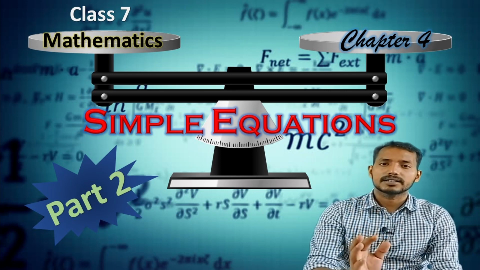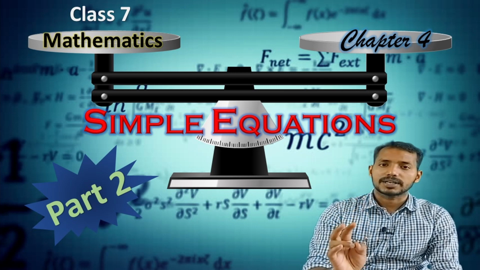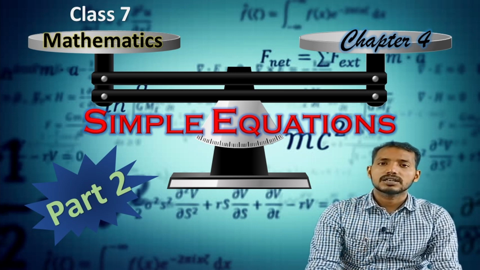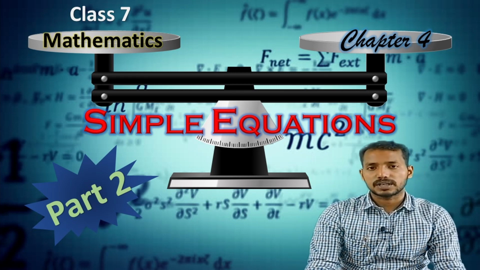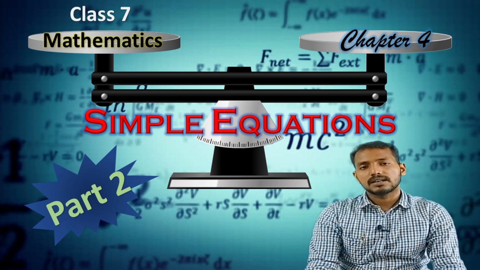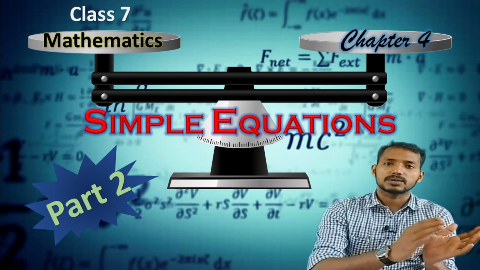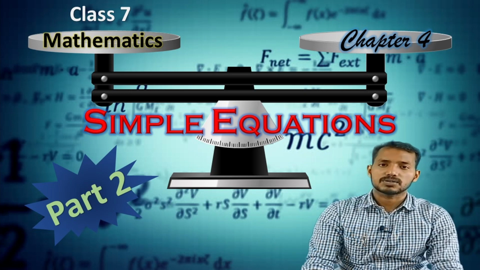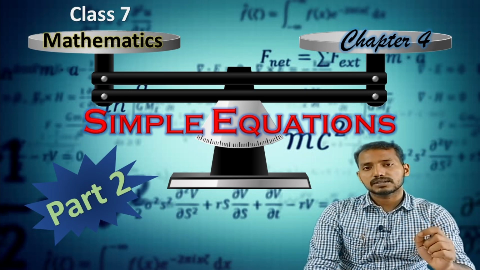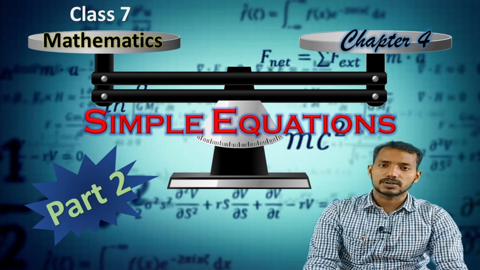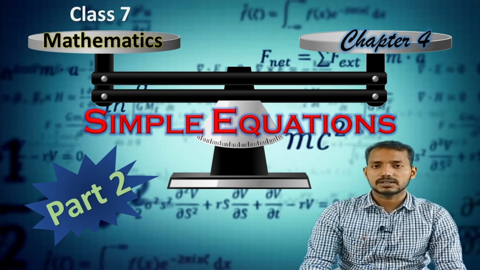First one is by addition, subtraction, multiplication, division done on both sides of the equation. Second one is moving one term or number from one side to another, that is called transposing. These are the two important methods I am going to discuss in this video. So let's start with the first method.